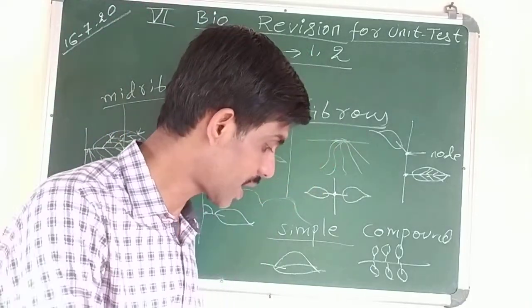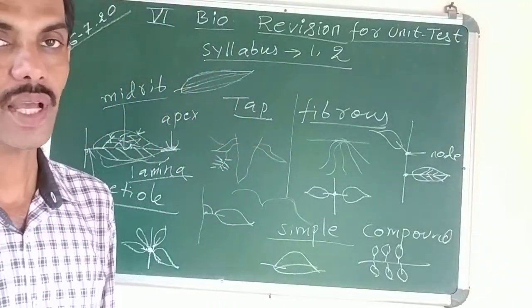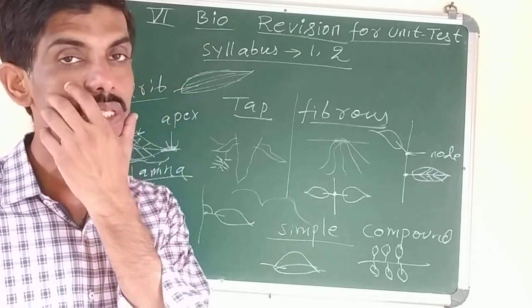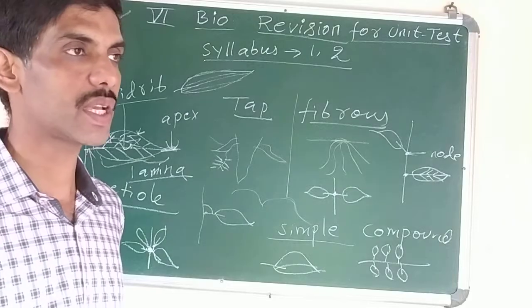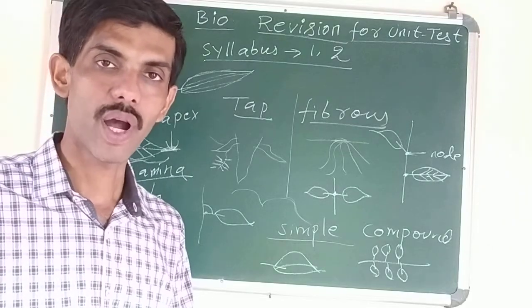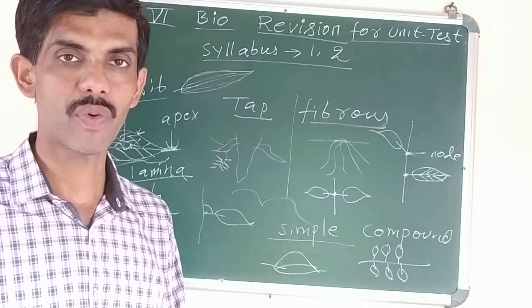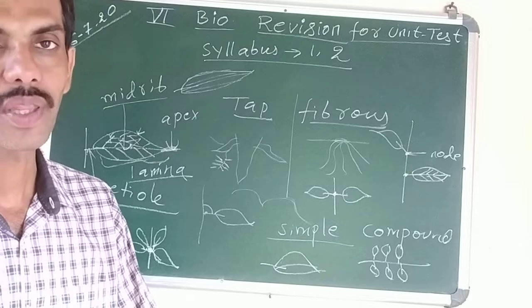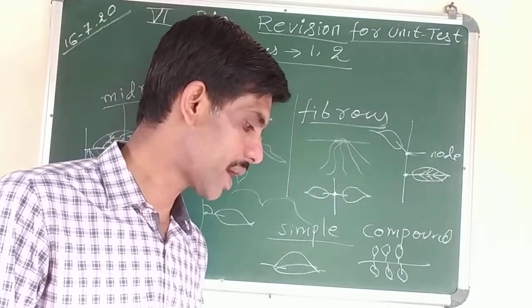So next we have to study about functions of leaves. What are the functions of leaf? Number one, it helps to carry out photosynthesis. Okay, you know what is photosynthesis? The process by which green parts of the plant use carbon dioxide, water and chlorophyll to prepare food, that is glucose, and oxygen. So oxygen is produced as a byproduct.